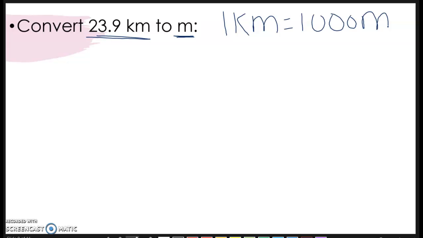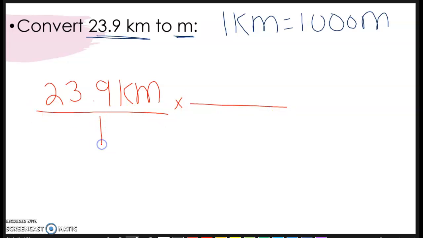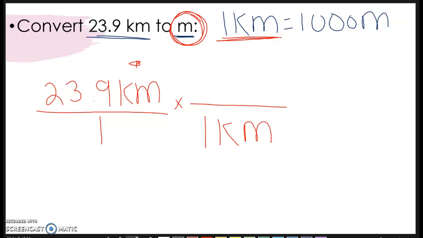Okay, so I've written out my conversion. Now let's set up our dimensional analysis. 23.9 kilometers times, if you want to write this over 1, you can. And so where do we put each unit? I want the meter unit, so I need to get rid of kilometers. I've got kilometers at the top right here, so I'm going to put 1 kilometer at the bottom. And then on the other side, I have to write what 1 kilometer equals, which is 1,000 meters.